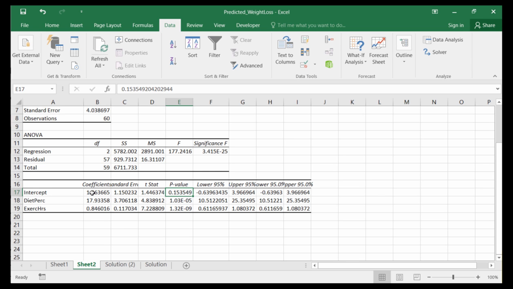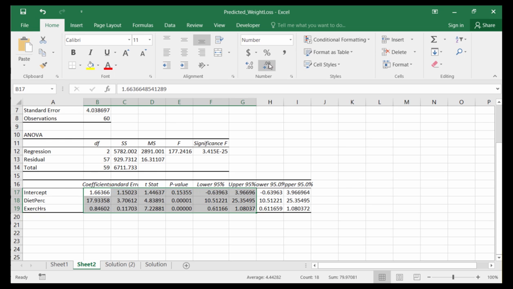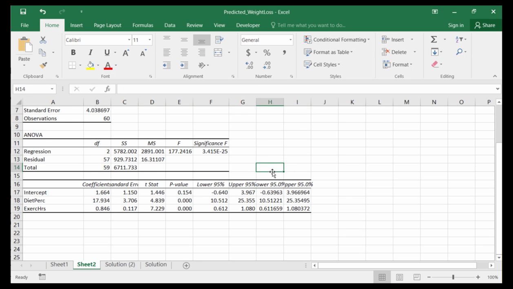So what do we do? So I'm going to reformat these numbers a little bit just so that they have fewer significant digits to look at, just to make them a little bit easier to see. And then these are redundant, so I'm going to get rid of these out here on the end.